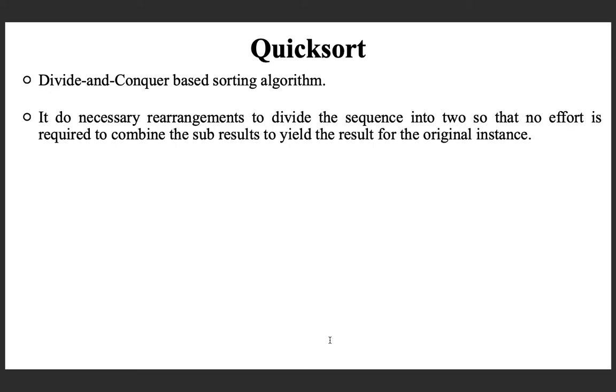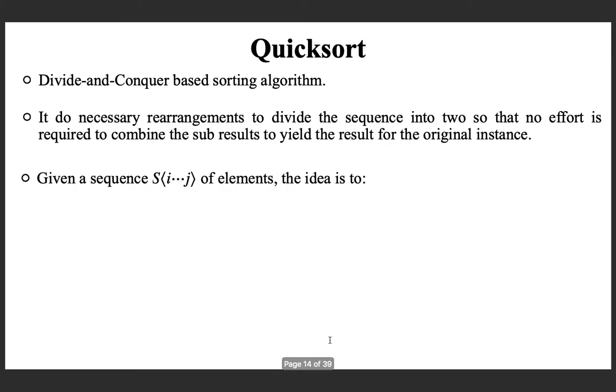Unlike in the case of merge sort, where you divide the list into two, sort them separately, and then you need to merge them. Two different sorted lists need to be merged. But in quicksort, the division is made in such a way that you can separately sort the first and second list such that no further merging is required.